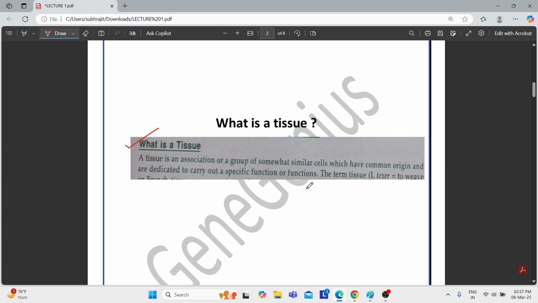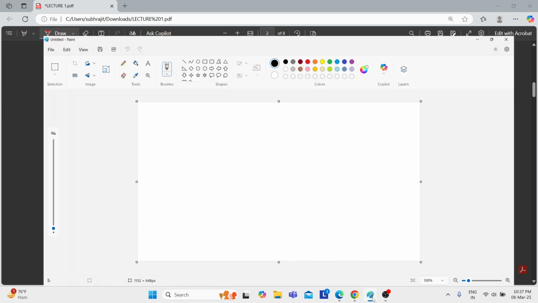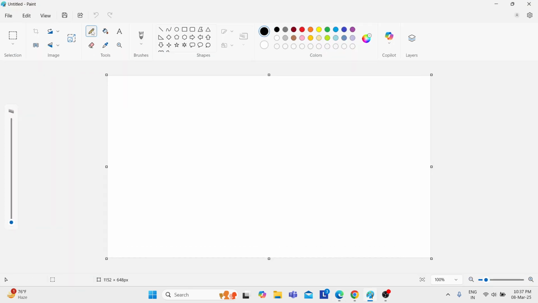So tissue is basically nothing but a group of cells, and this group of cells will perform specific functions. Suppose, for example, this is a group of cells. This is a group of cells. I am drawing this with black. This group of cells has formed a tissue, and this tissue will be basically involved in the digestive system.